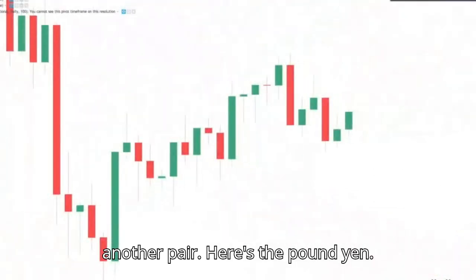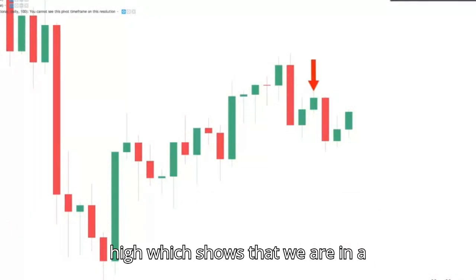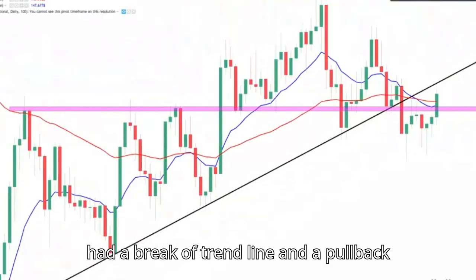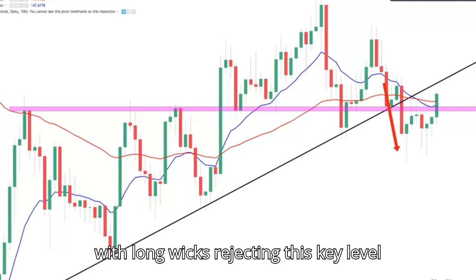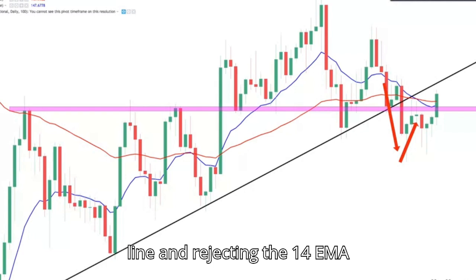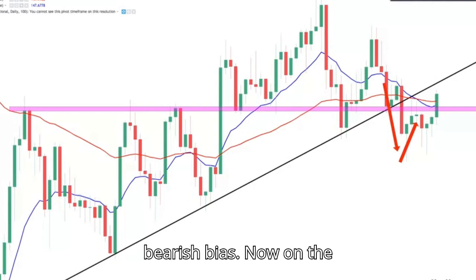So let's do this again on another pair. Here's the pound yen. Starting from the monthly, we had a lower high, which shows that we are in a downtrend. So jumping to the weekly, we had a break of trend line and a pullback with long wicks rejecting this key level of resistance, rejecting the broken trend line and rejecting the 14 EMA crossing the 50 EMA, which is all more bearish bias.